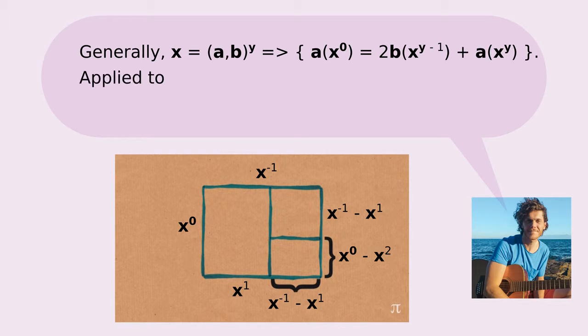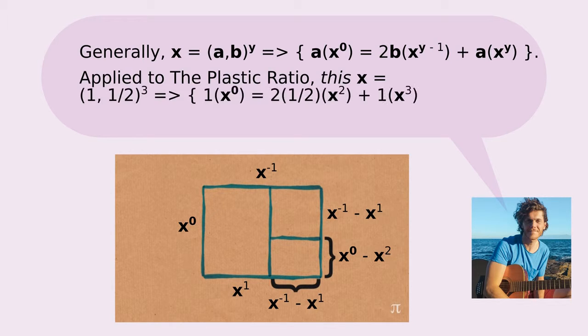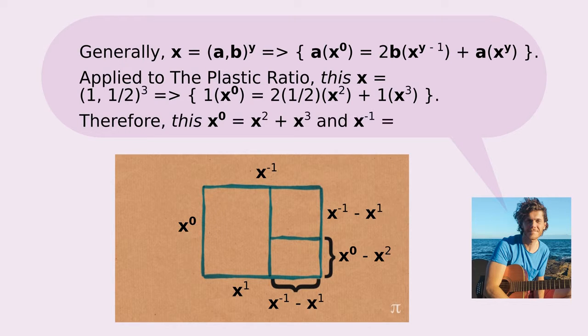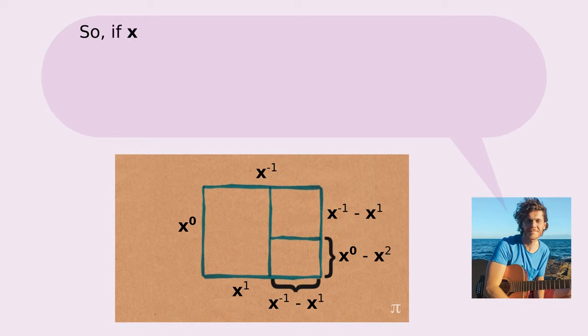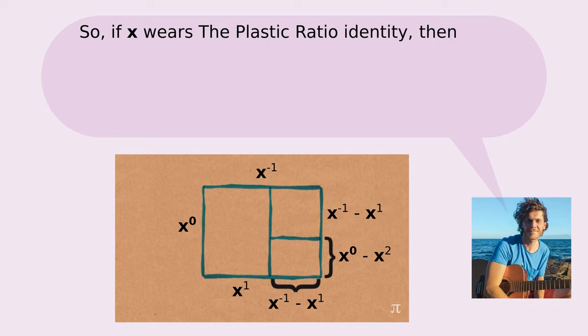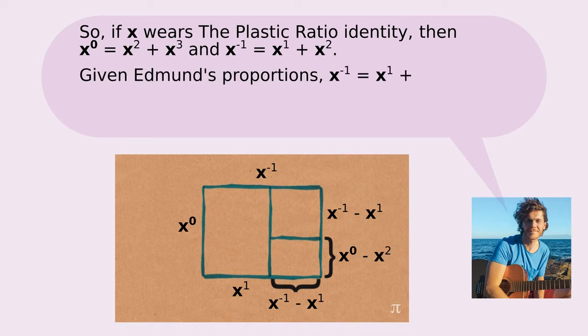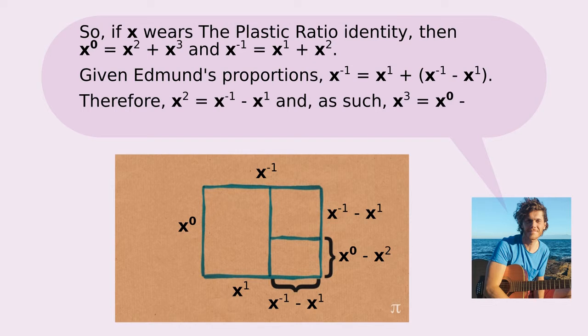Applied to the plastic ratio, this x is here. Therefore, this x to the 0 or 1 is this, and this x to the negative 1 is that. So, if x were the plastic ratio identity, then x to the 0 is this, and x to the negative 1 is that. Given Edmund's proportions, x to the negative 1 is also this. Therefore, x squared is this, and as such, x cubed is that.